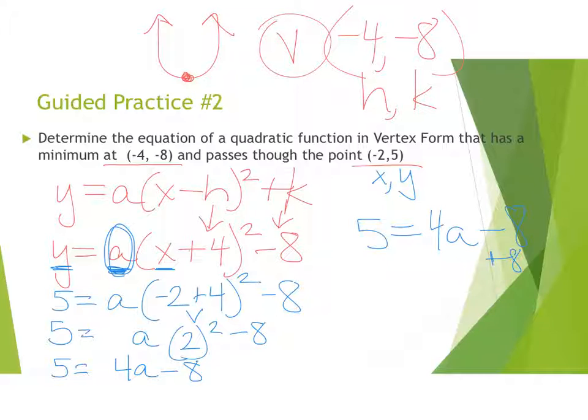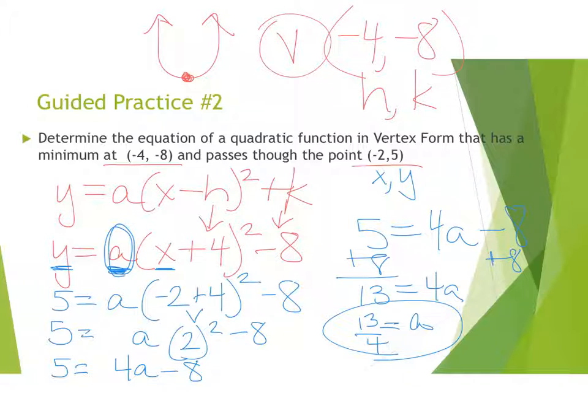You want to add 8 to both sides, divide by 4, and you'll have a is 13/4. Now that sounds awful, but that is okay. We can leave it just like that.